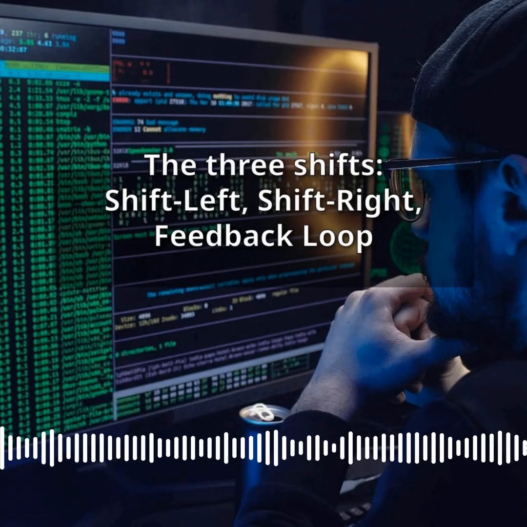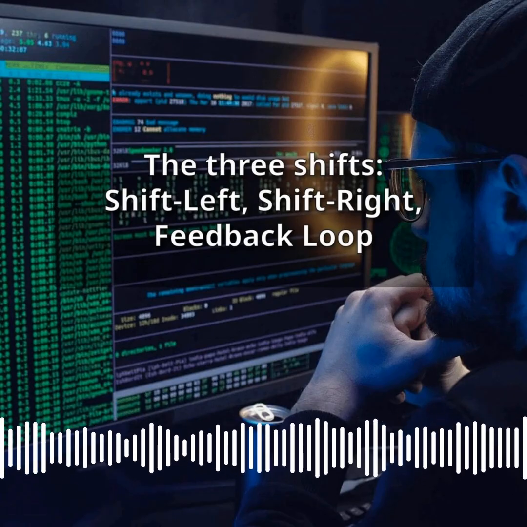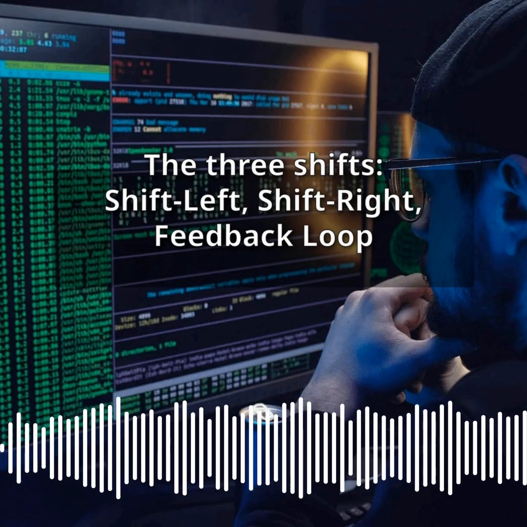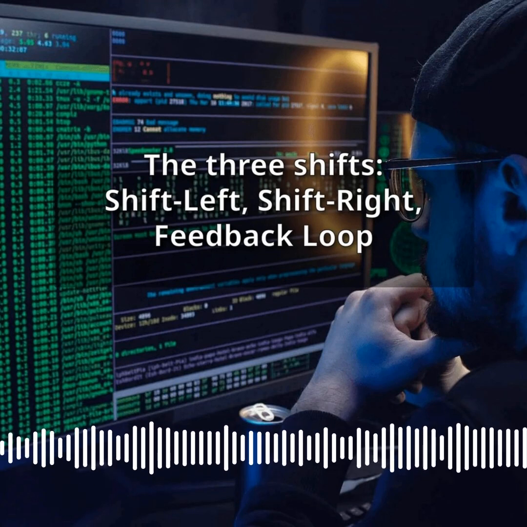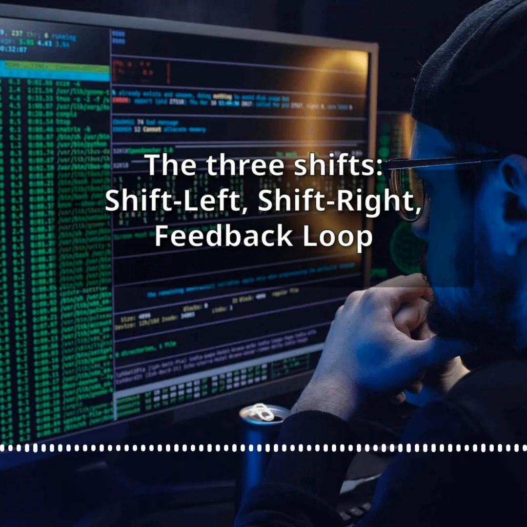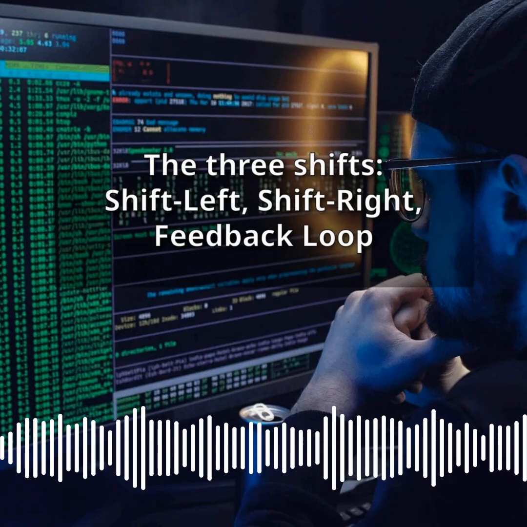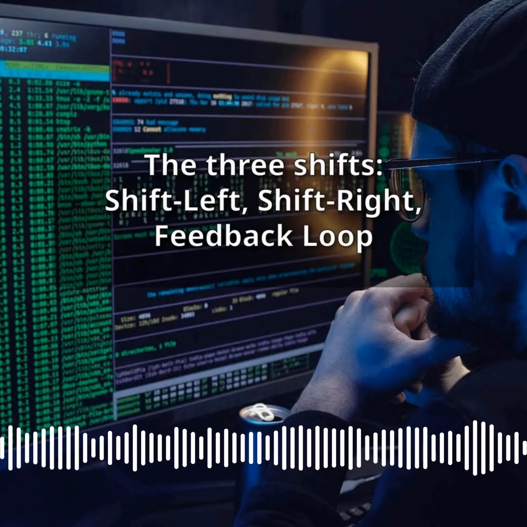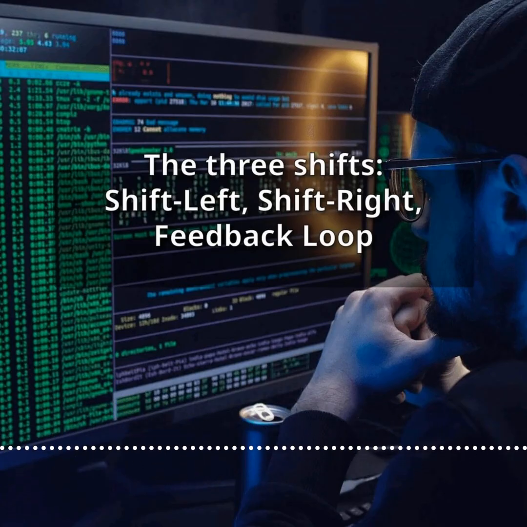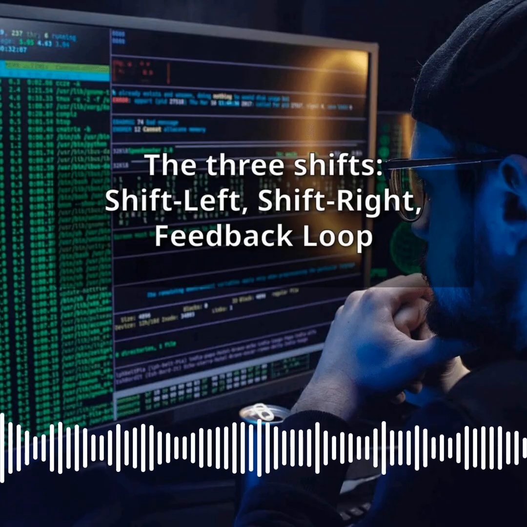Secure coding standards and training. Developers are taught to write secure code by default. They learn about common pitfalls such as SQL injection, where user input is directly inserted into a database query without being sanitized, or cross-site scripting, where malicious scripts are injected into web pages viewed by other users. By knowing these risks early, developers avoid introducing them in the first place.